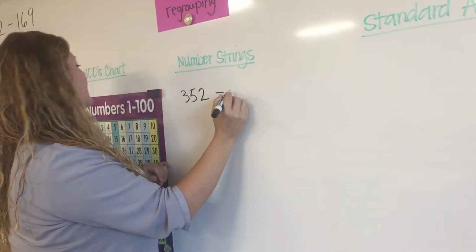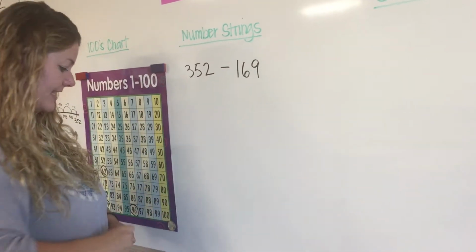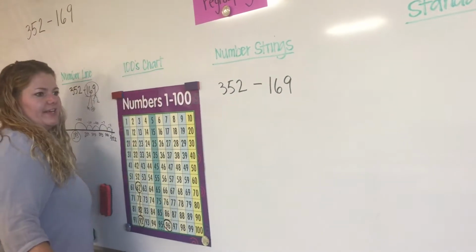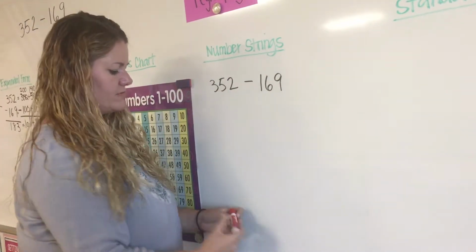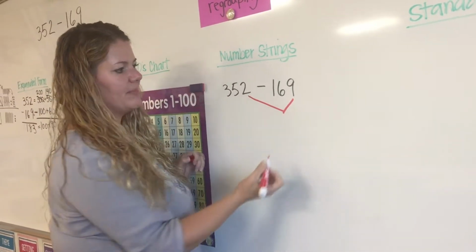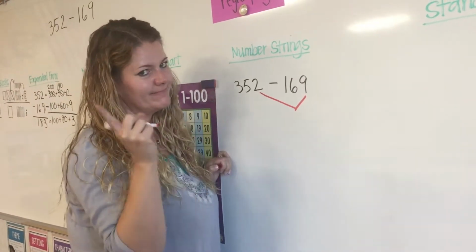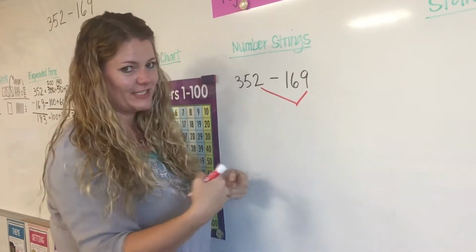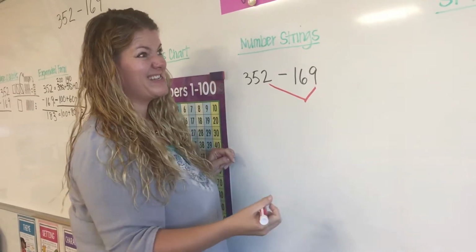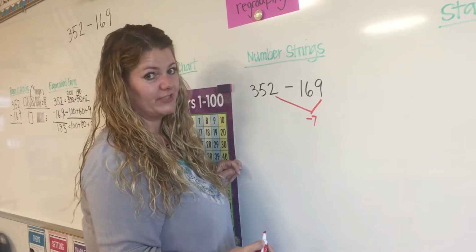So we've got 352 minus 169. And I need 3 different colors because I've got 3 different place values. So with my ones, a lot of people are like, oh, that's easy. 9 minus 2 is 7. Can't do that. You can't switch the numbers. So 2 minus 9 is negative 7. It goes below 0.